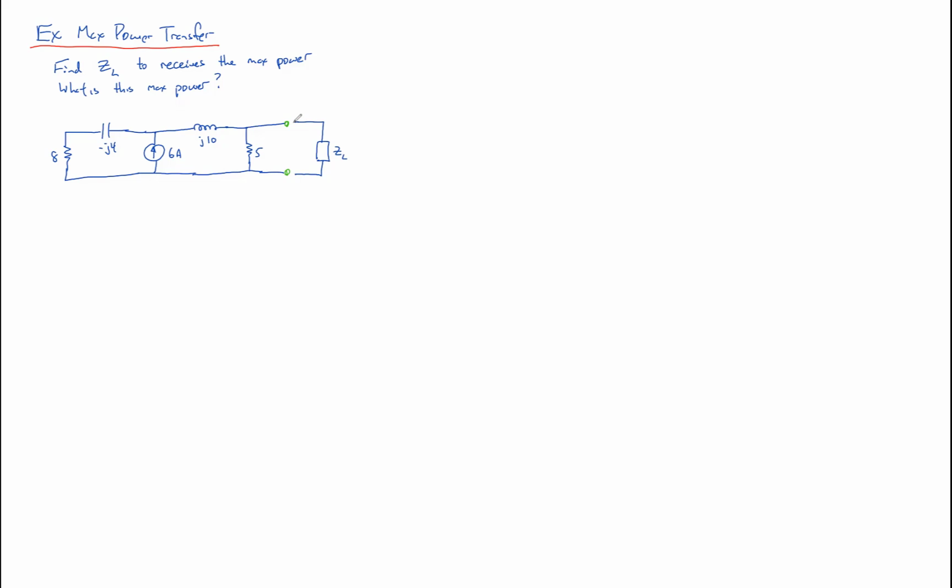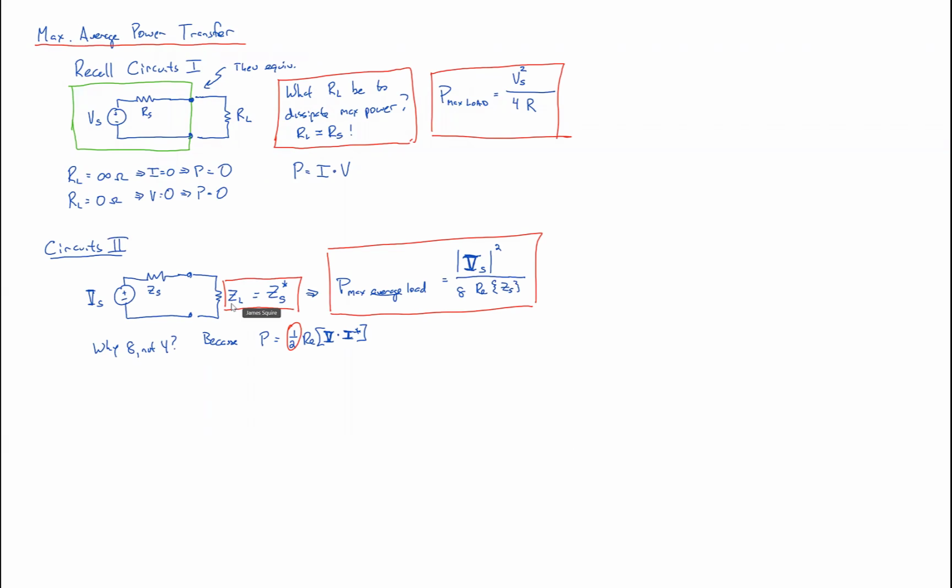Our goal is to figure out what Z sub L should be so that it receives the maximum amount of power from the circuit to the left, and then find out what that maximum power is. So the first step is from our previous slide. In order for Z sub L to dissipate the maximum possible power, we need to find the Thevenin equivalent to the left. Once we find the Thevenin equivalent, Z sub L is going to be equal to the complex conjugate of the Thevenin equivalent source.